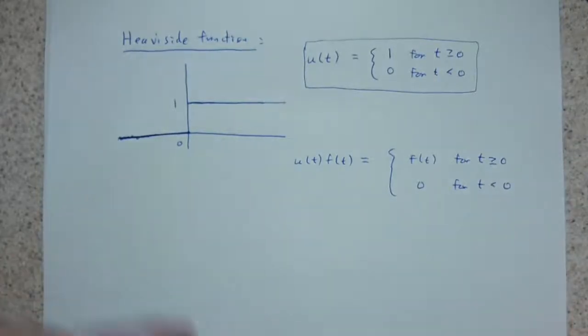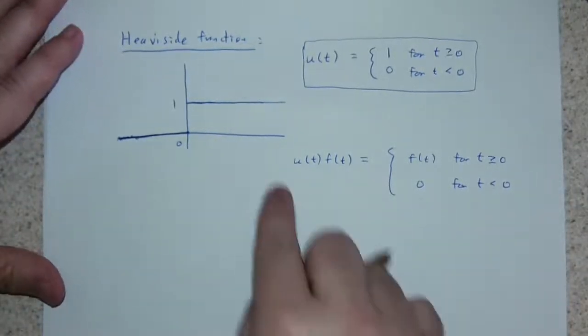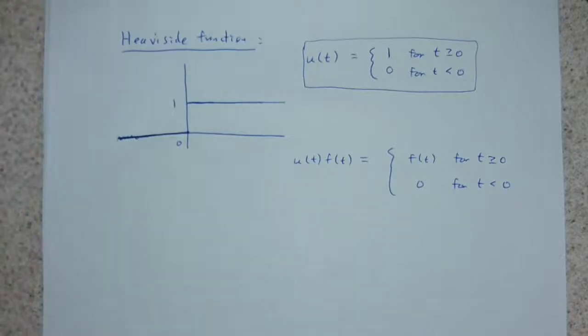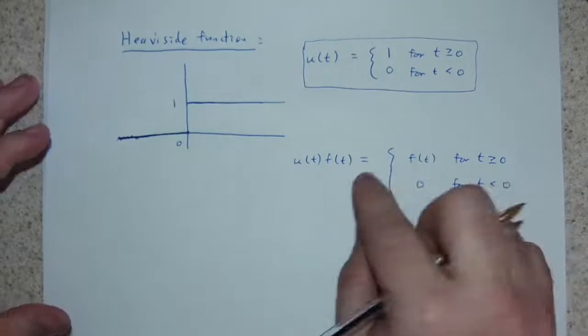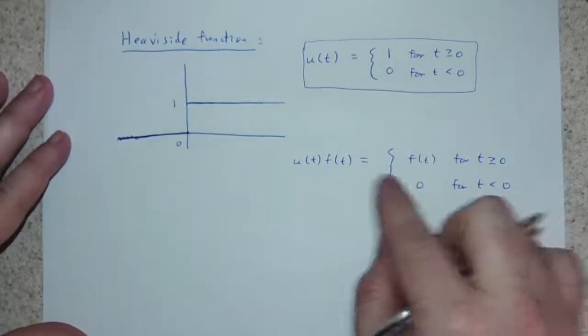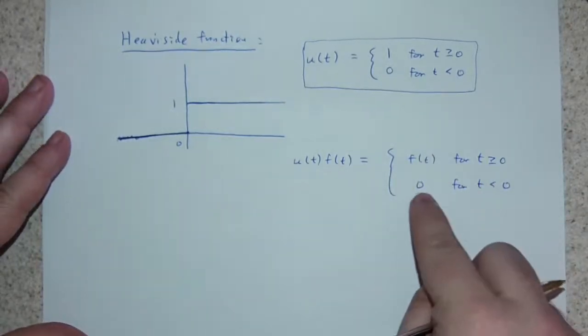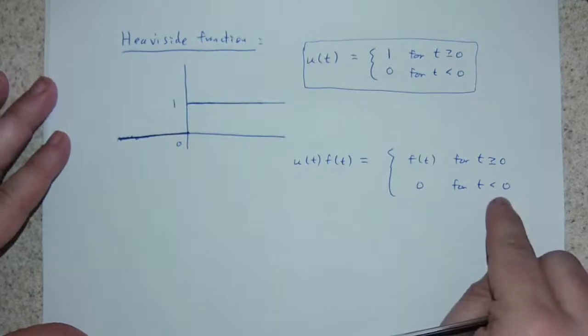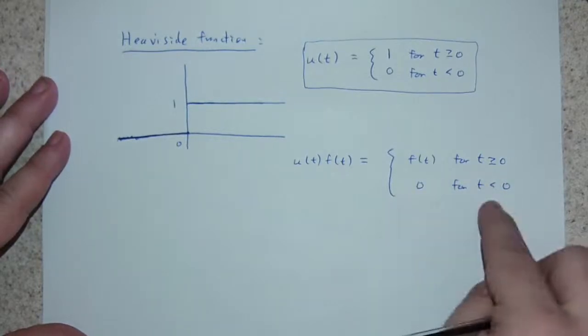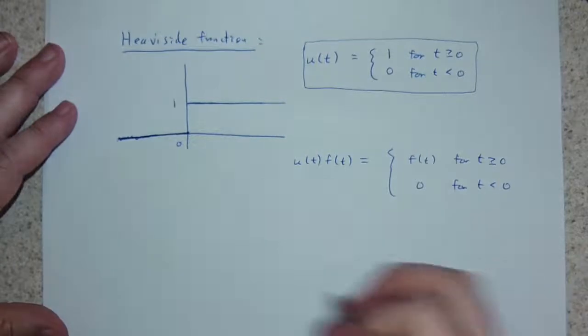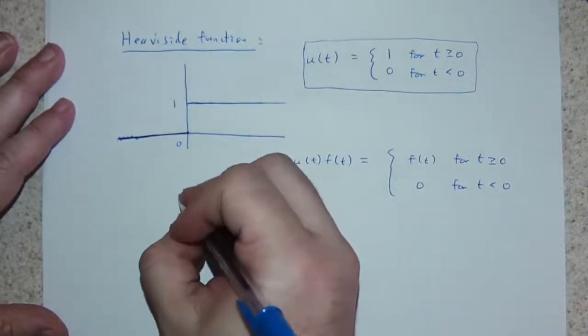And so here's a primary use of the Heaviside function. If I multiply it by some function f of t, whatever it is, the resulting thing is basically a function that is off until 0, and then at 0 it turns on, and it has that function's values up to that point. So what would this look like, right?